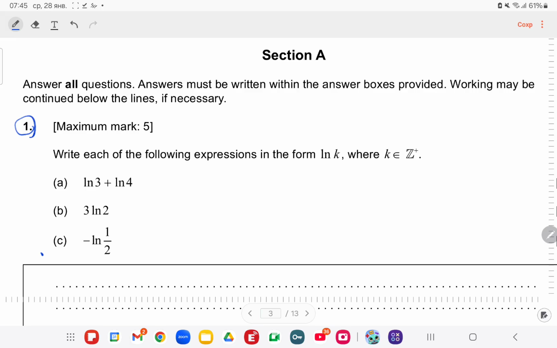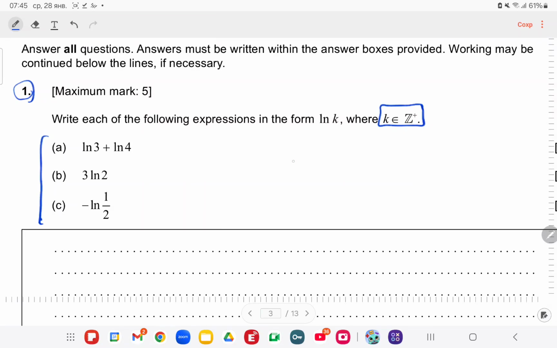It's obviously algebra with logarithms. Write each of the following expressions in the form ln k, where k belongs to the positive integers. Okay, let's use the rules of logarithms.